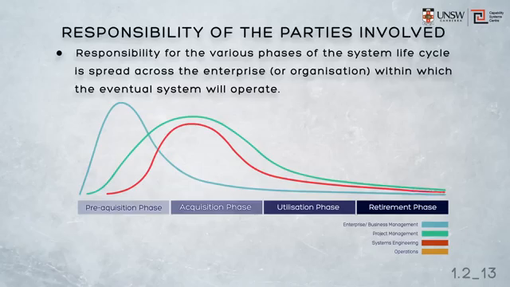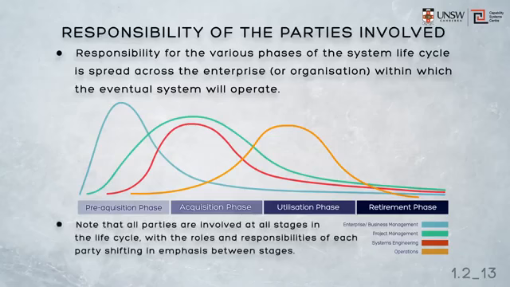Now, of course, once the acquisition is complete, the system is introduced into service and is operated by the users and supported by the support element. These people have been involved earlier in the acquisition phase. They provided essential input to the system engineering and the project management processes, but now they're principally responsible. They, like all parties involved, are involved in all phases of the life cycle, but the roles and responsibilities for each party shifts in emphasis between those phases.